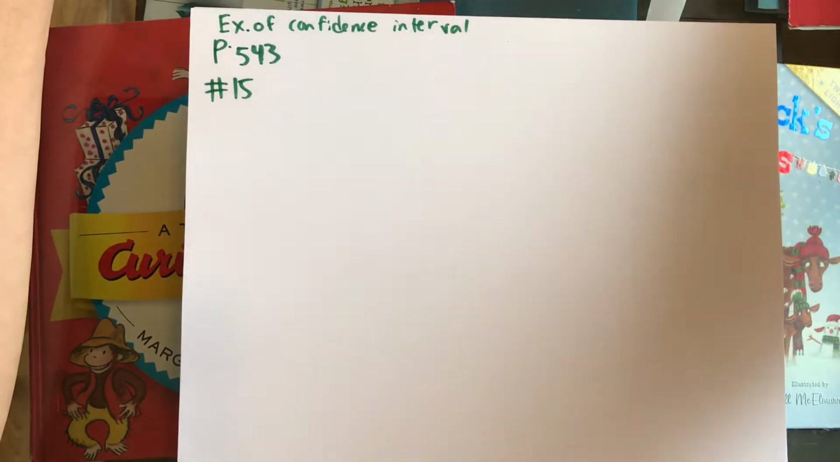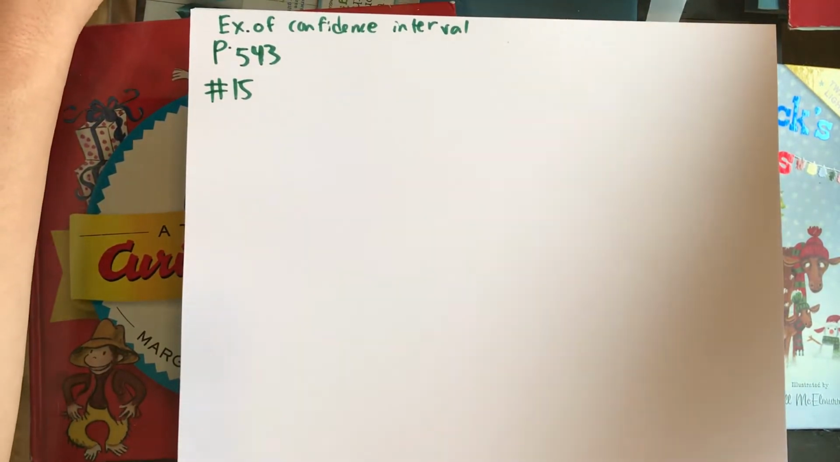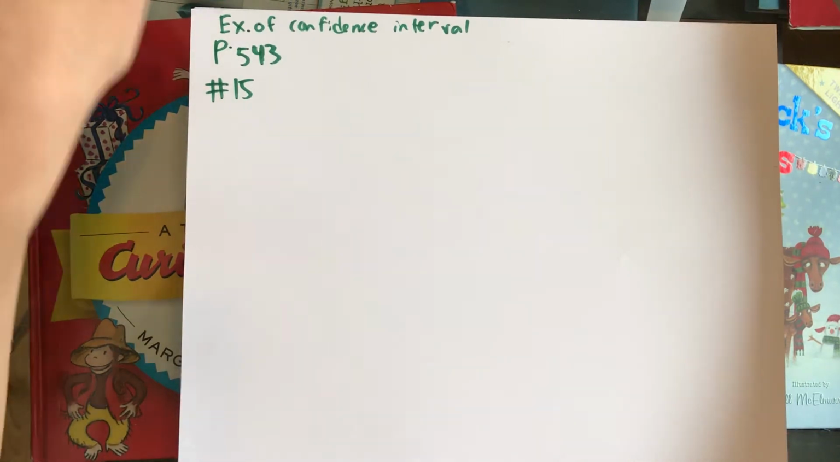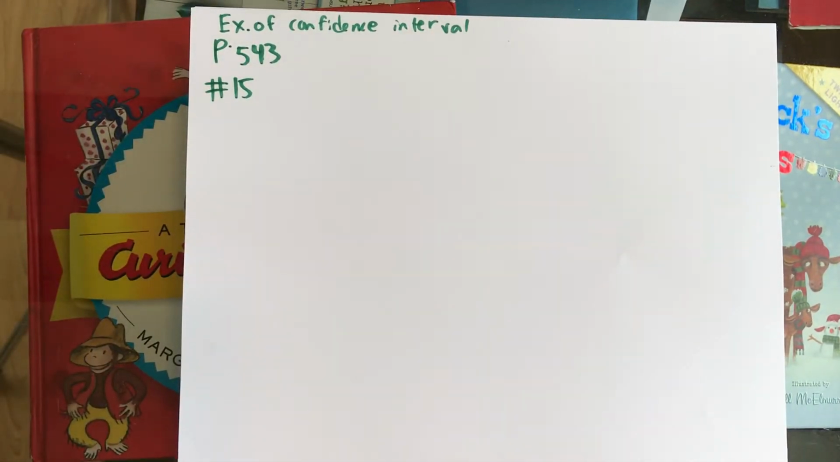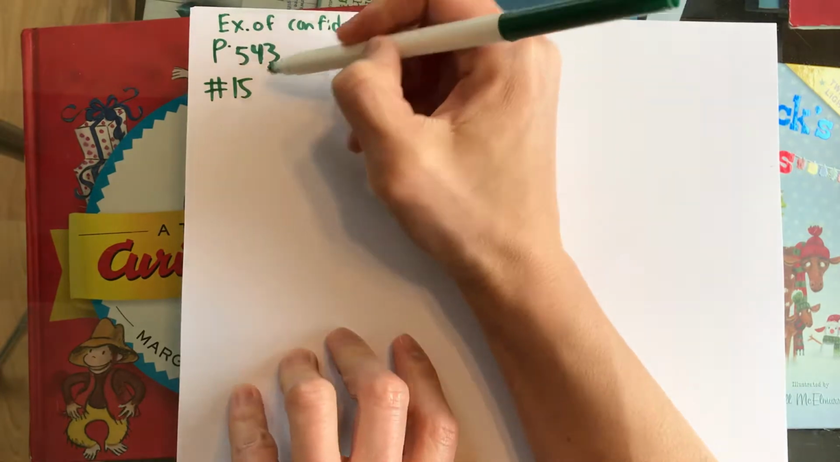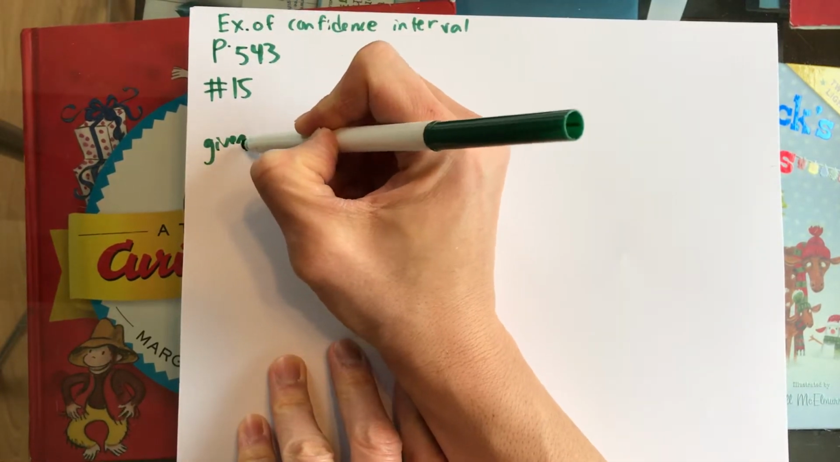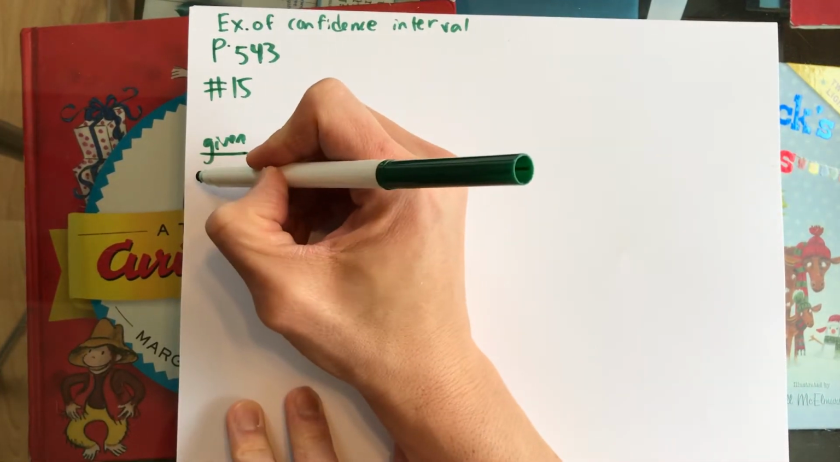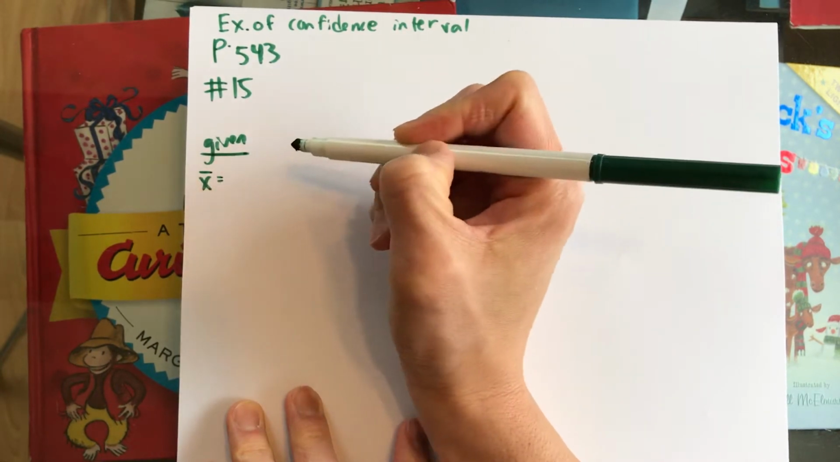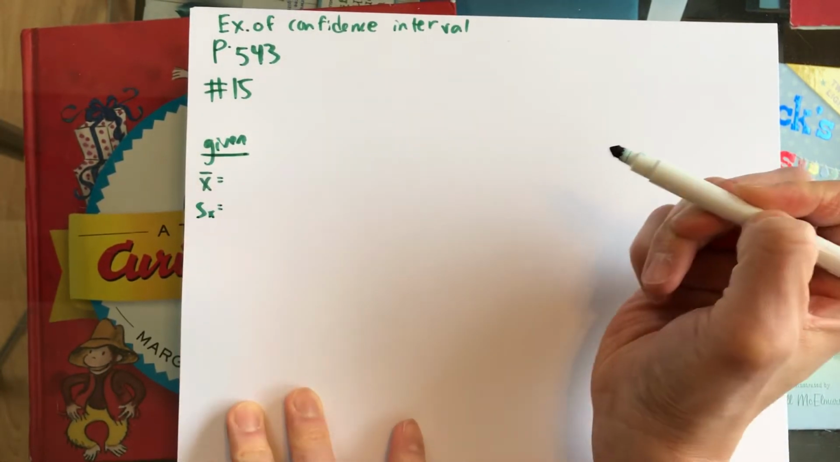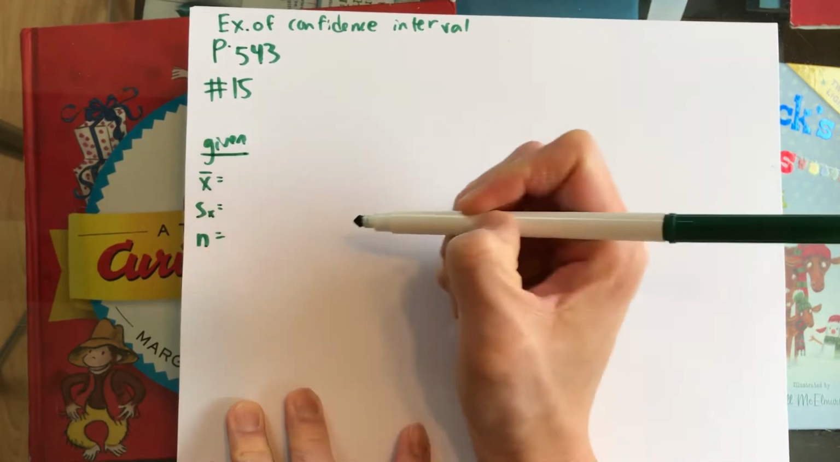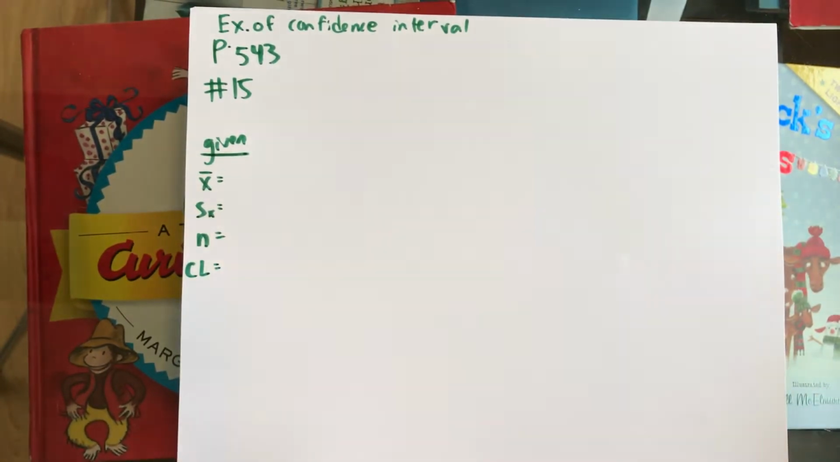So we're going to go to page 543. This is not one of your homework questions, but it's about hot dogs, and we all love hot dogs. Go ahead and read number 15 to yourself. You can pause the video, and then when you're working on that, can you just write down your given information? And I'll give you a hint. You should have your mean of the sample, you should have your standard deviation of the sample, and you should have the n and also your confidence level. Go ahead and pause the video and find those 4 things.